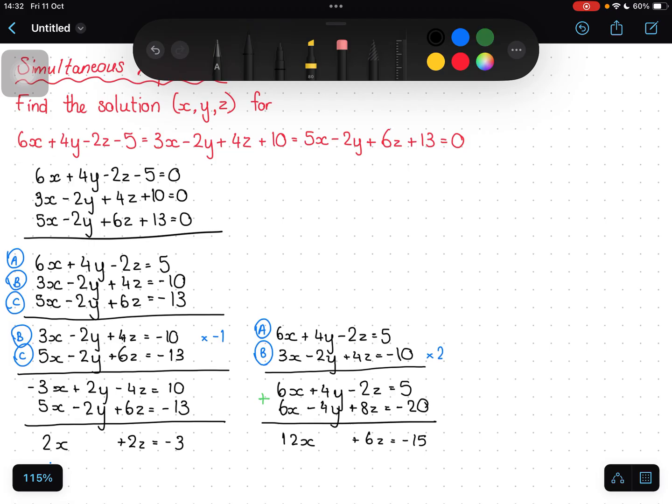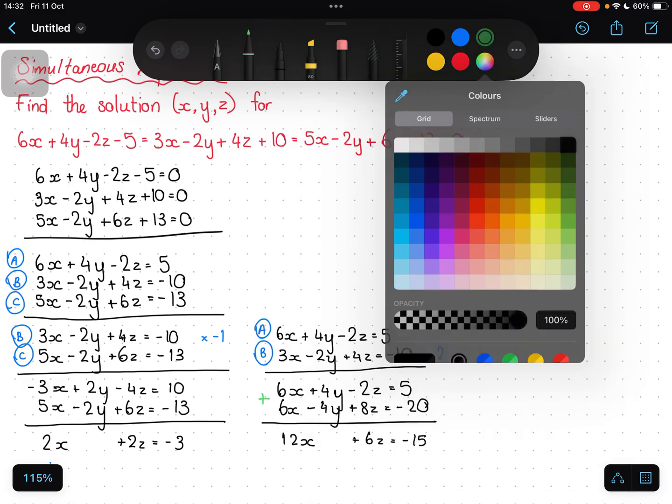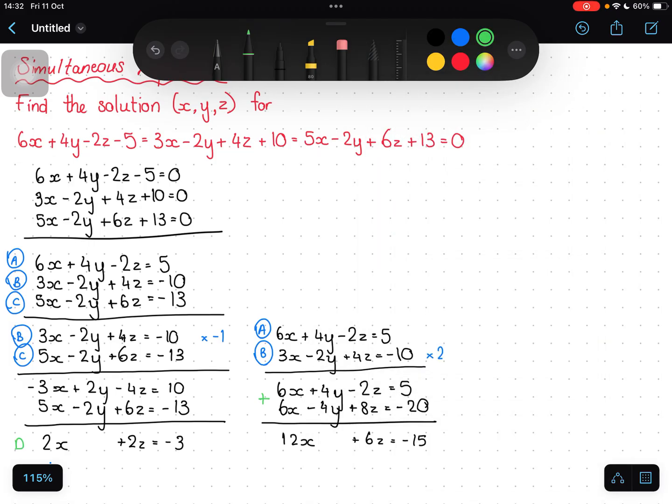I'm going to label these equations. I'll just use this green colour. I'm going to label them D and E. When I look at D and E together, this is a situation from Junior Cert algebra. 2x plus 2z is equal to minus 3 and 12x plus 6z is equal to minus 15.